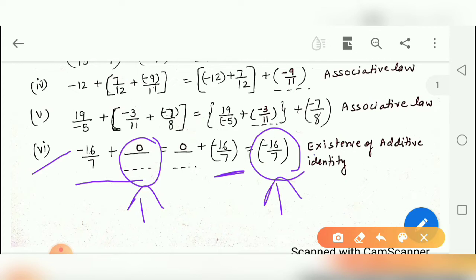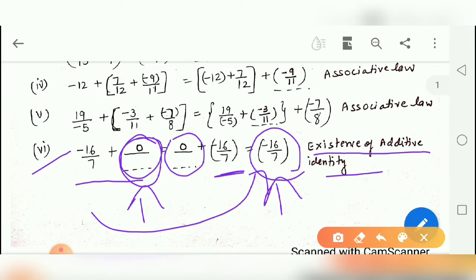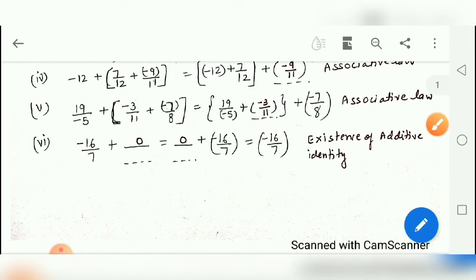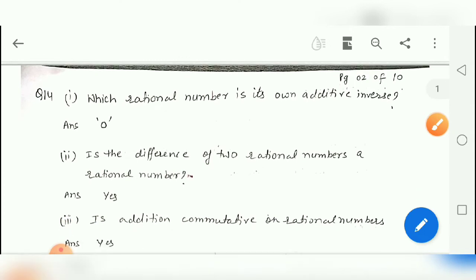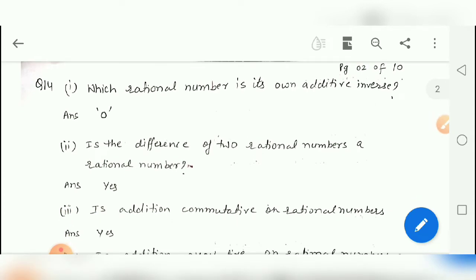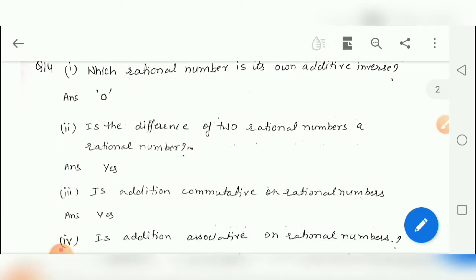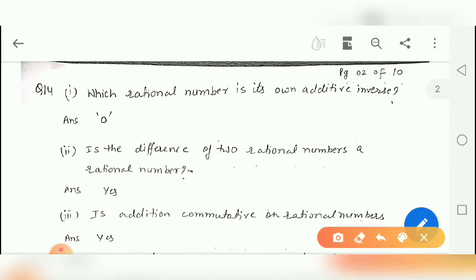So, recall the property existence of additive identity, in that we have learned whenever 0 is added to a rational number, the answer will be the same rational number. So, here we will write 0. In this way, this question is completed. Now, come to the next question. Not next, it is 14th question of the exercise in which some questions are given and we have to answer.